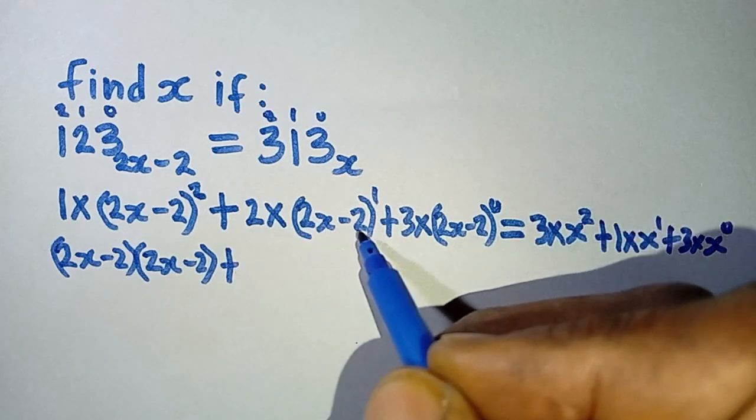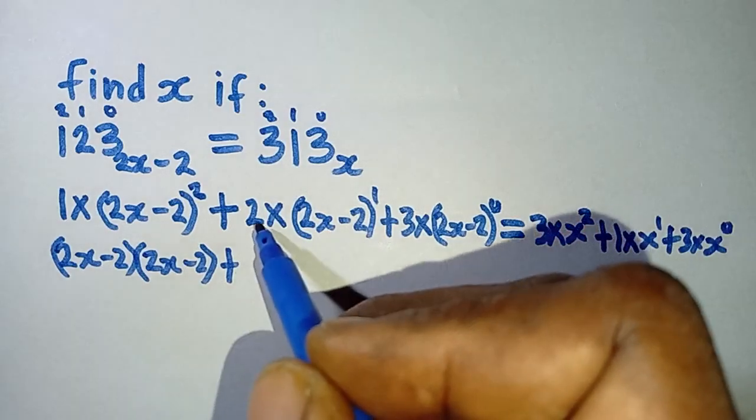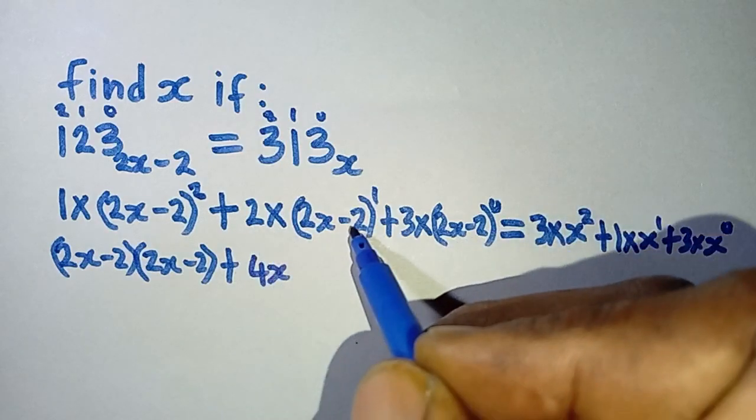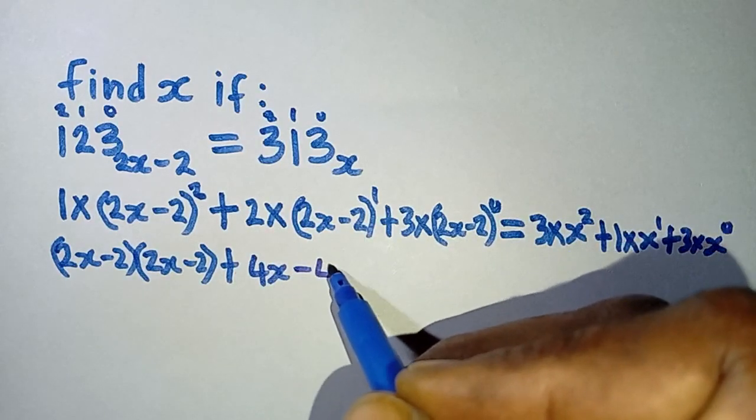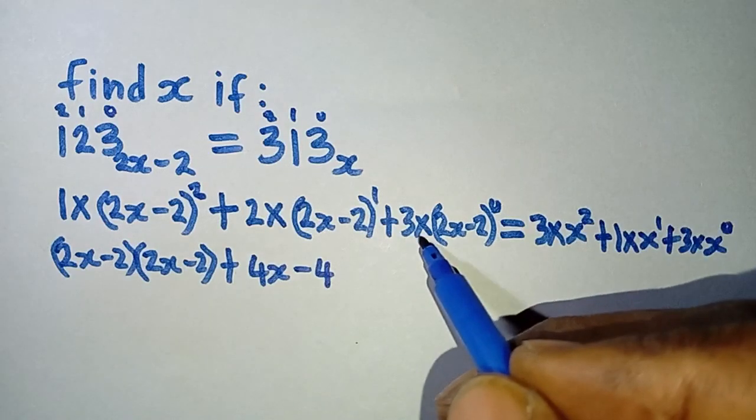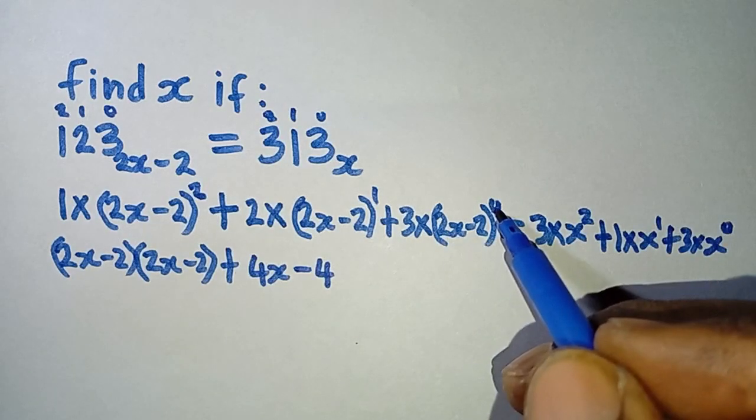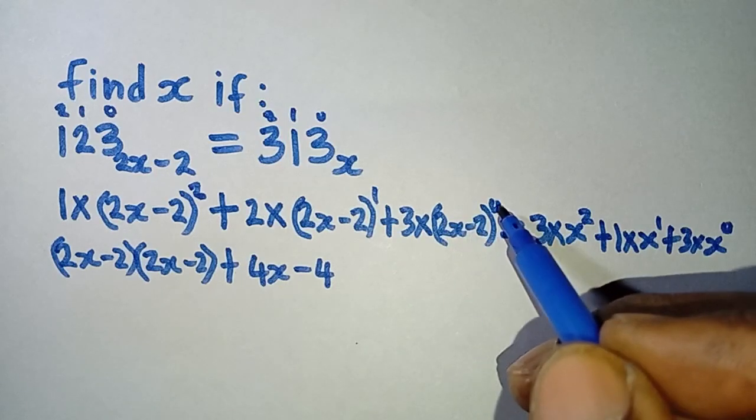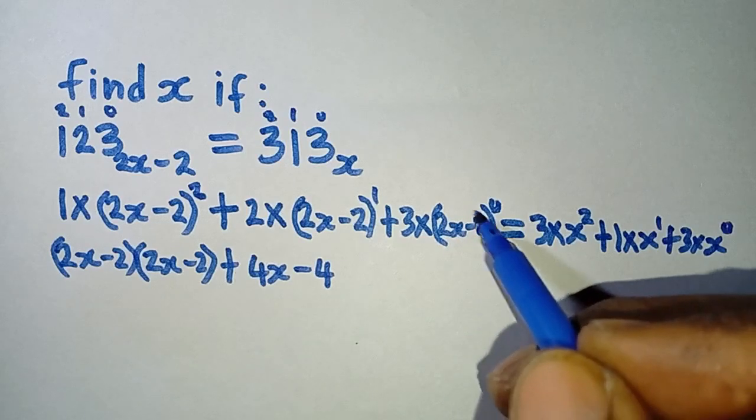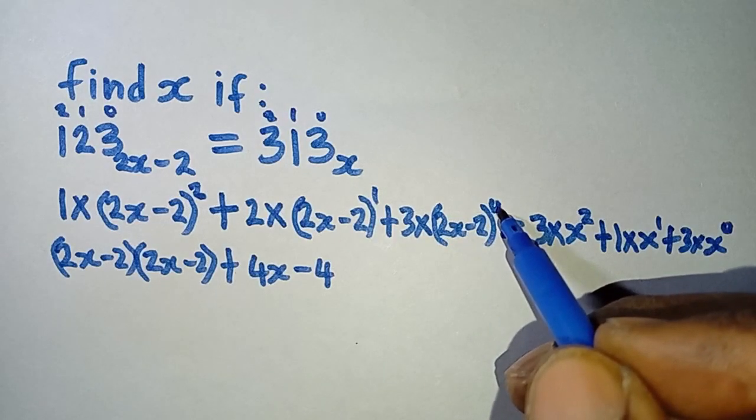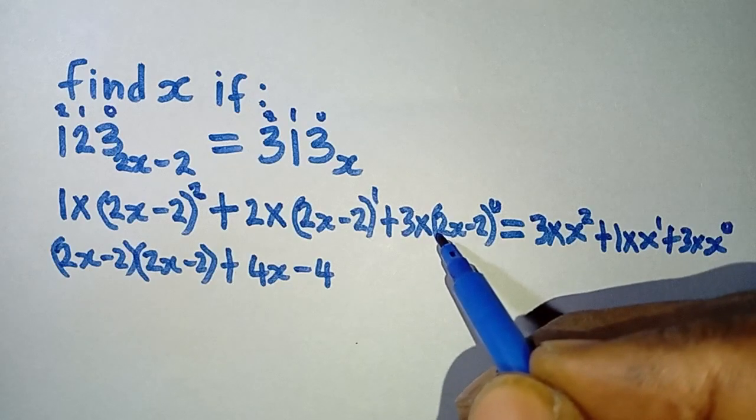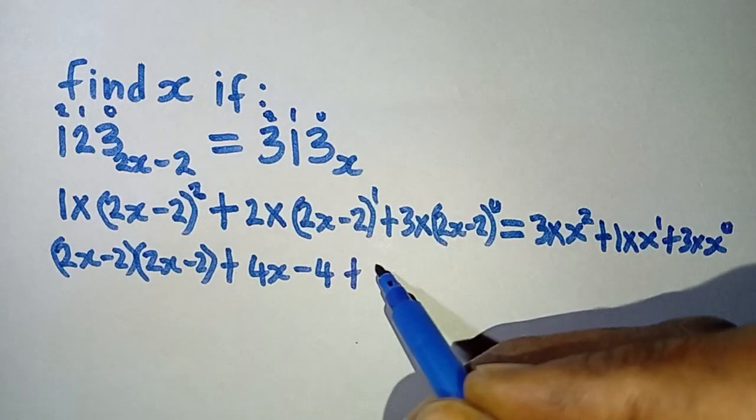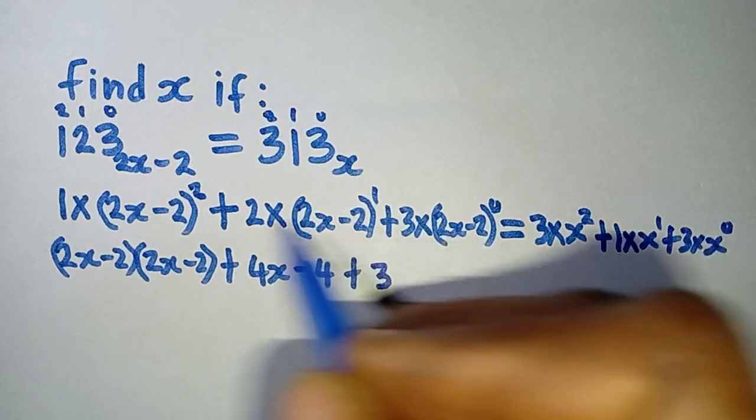So 2 multiplied by this, we are going to use it to expand the bracket now. 2 multiplied by 2x will give us 4x. 2 multiplied by negative 2 will give us negative 4. Then the next one, 2x minus 2 raised to power 0 is 1. Any number raised to power 0 is 1. So 3 multiplied by 1 will give us 3. So that is the left hand side.